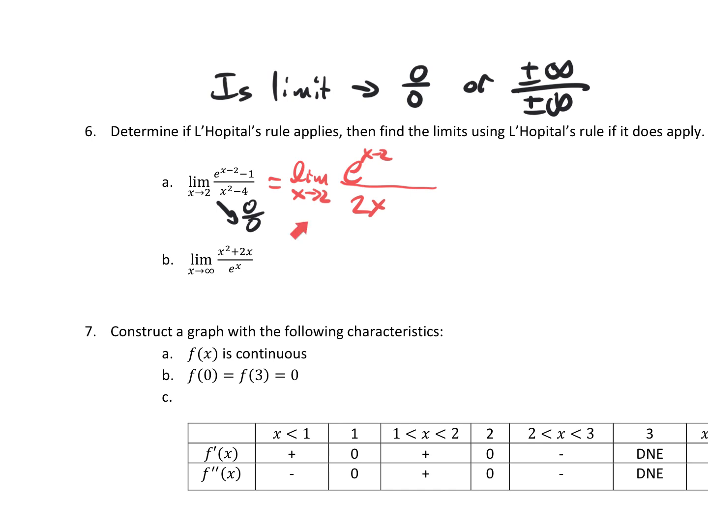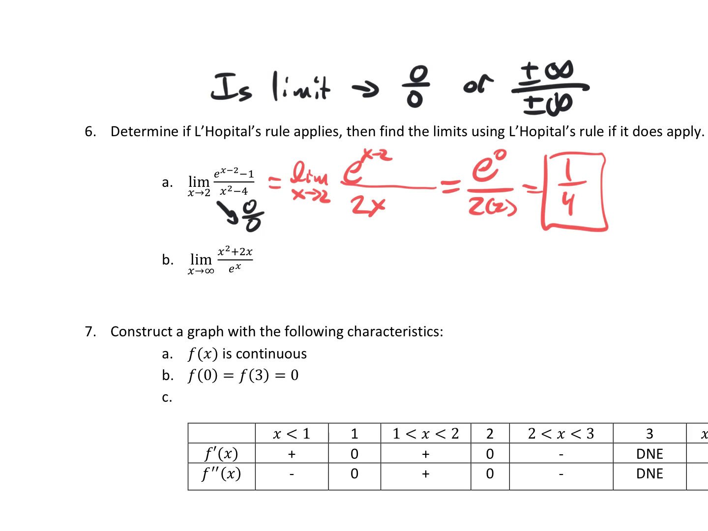Now, let's plug in 2. When we plug in 2, oh, we get something out of this. Plug in 2, we get e to the 0 on top. e to the 0 is 1. I'll go ahead and write e to the 0 over 2 times 2. So this is 1 over 4. So the limit is 1/4.